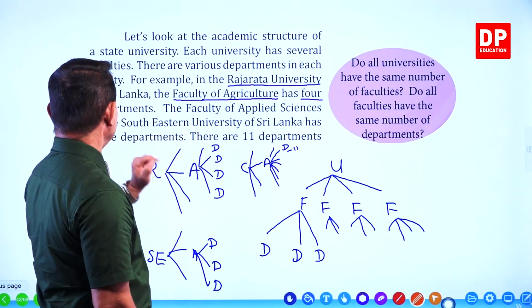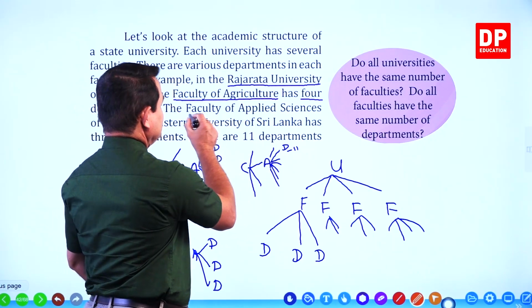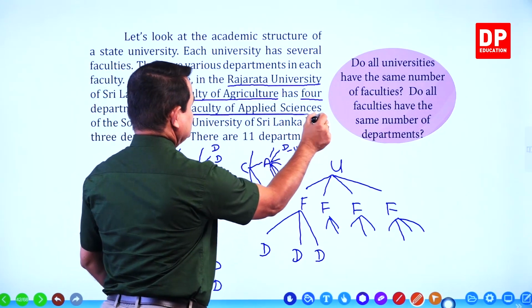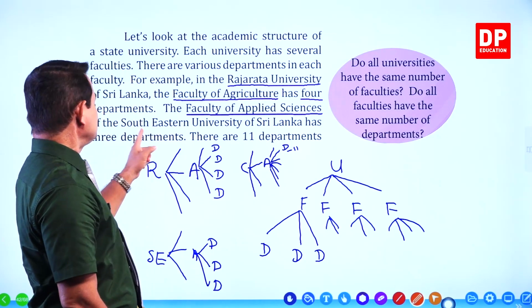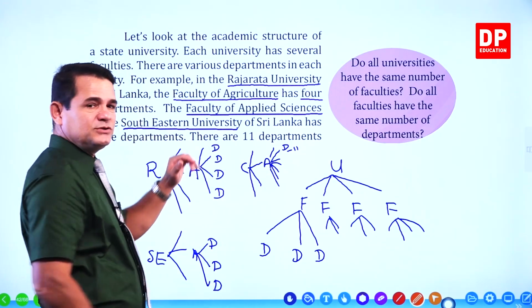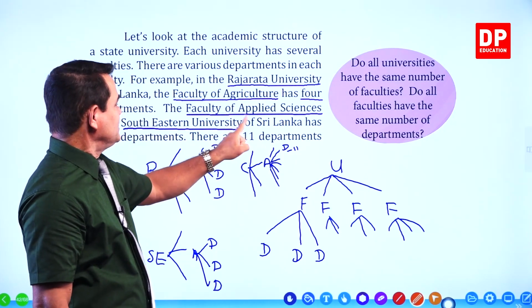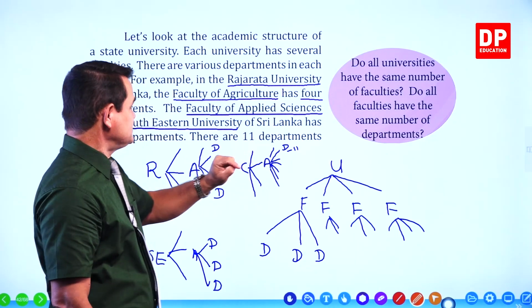Right, so that is one. Next one is the Faculty of Applied Science. Faculty of Applied Sciences of the Southeastern University. Then the university name is Southeastern University.